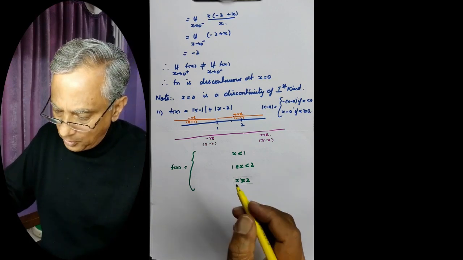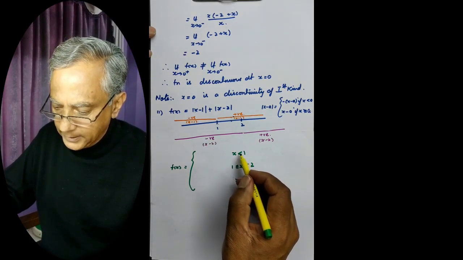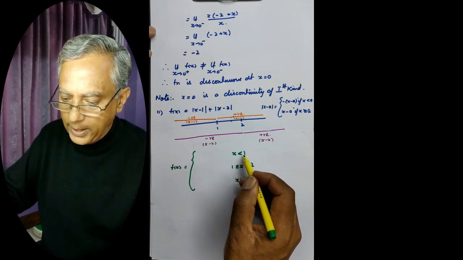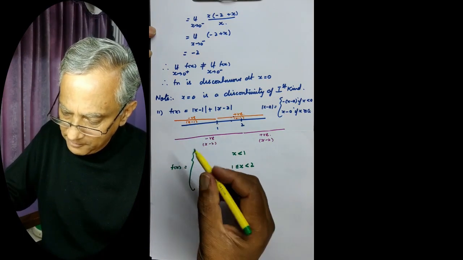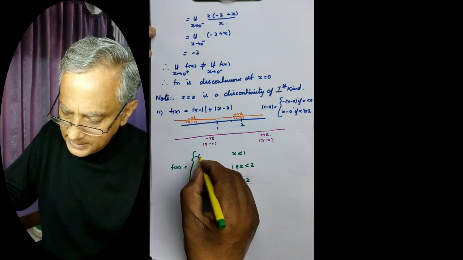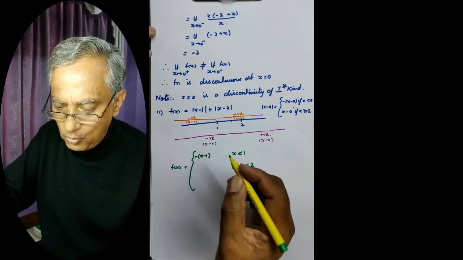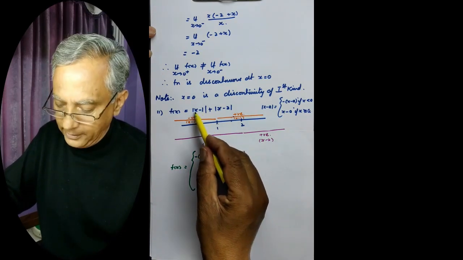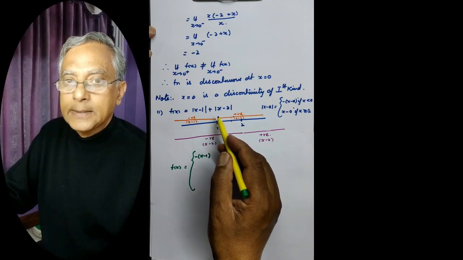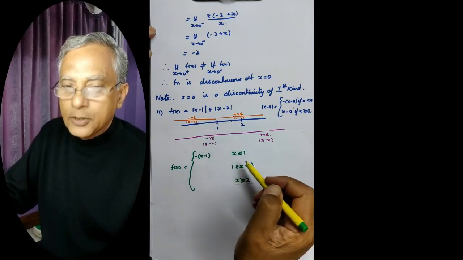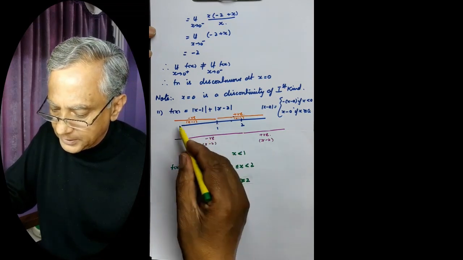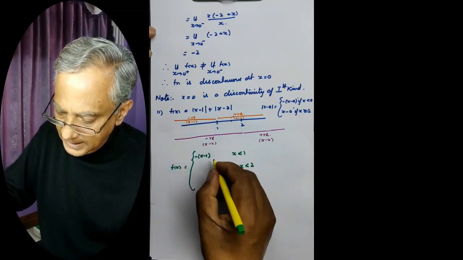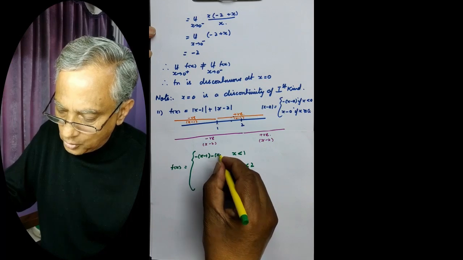So in this interval x is less than 1, x minus 1 is negative. So we have minus (x minus 1). X is less than 1, this will be negative. And for x less than 1, x minus 2 will also be negative. This is negative, this is negative. Minus (x minus 2).